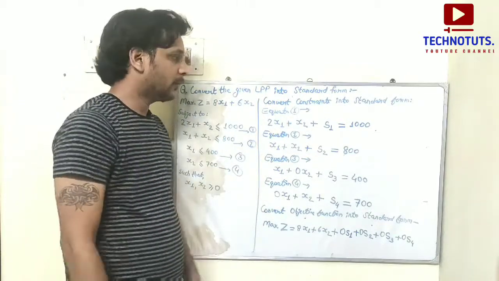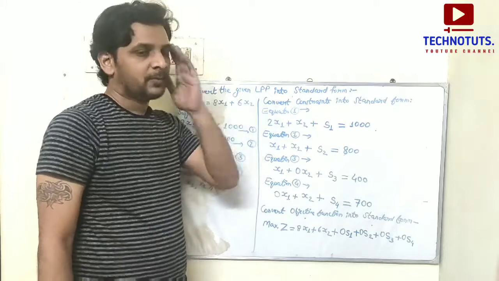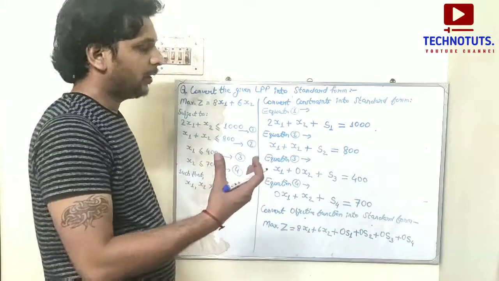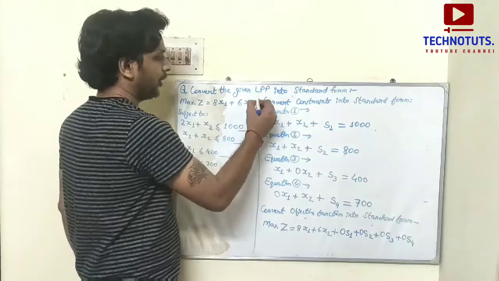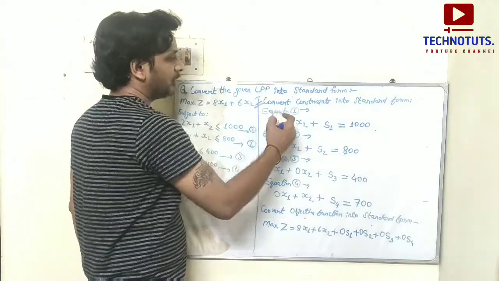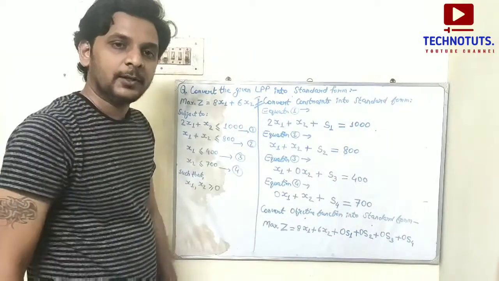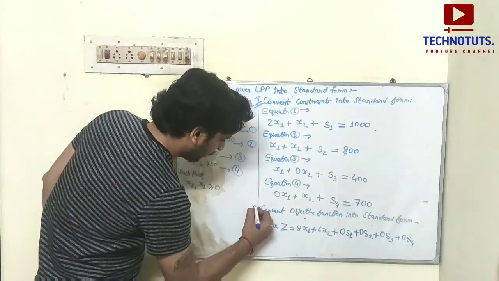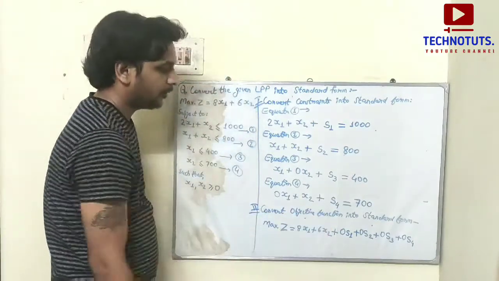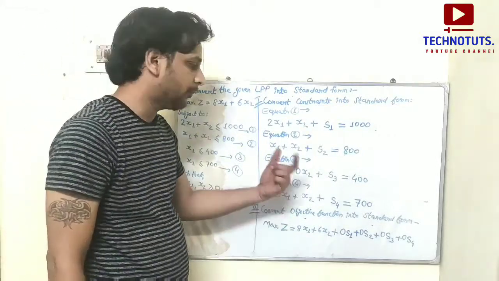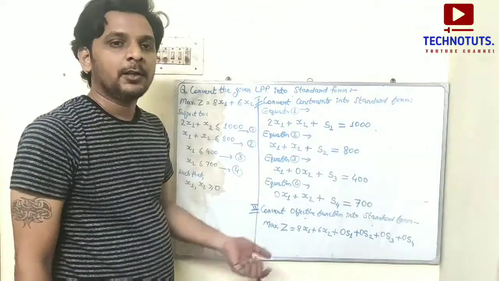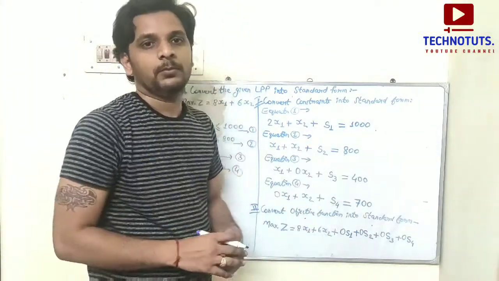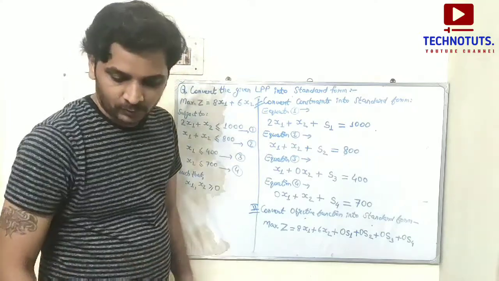Okay, so in this procedure of the conversion of a linear programming problem into its standard form, there are 3 steps. The first step is the conversion of constraints into its standard form, that we have converted already. The second step is the conversion of the objective function into its standard form, that also we have converted already. The third step is to write the linear programming problem in its standard form. Okay, so we just have to write it. So let us go to step number 3.